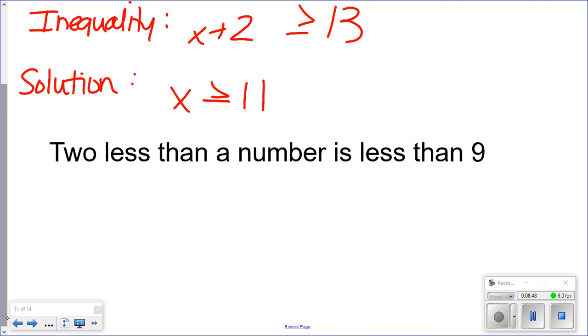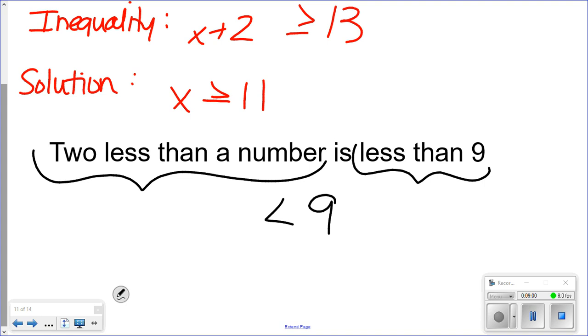What is the key word here? Is it this less than or this less than? The second. Second less than, right? So less than 9, that's this part. Okay, what about this part? 2 less than a number should be what? Should be x minus 2.